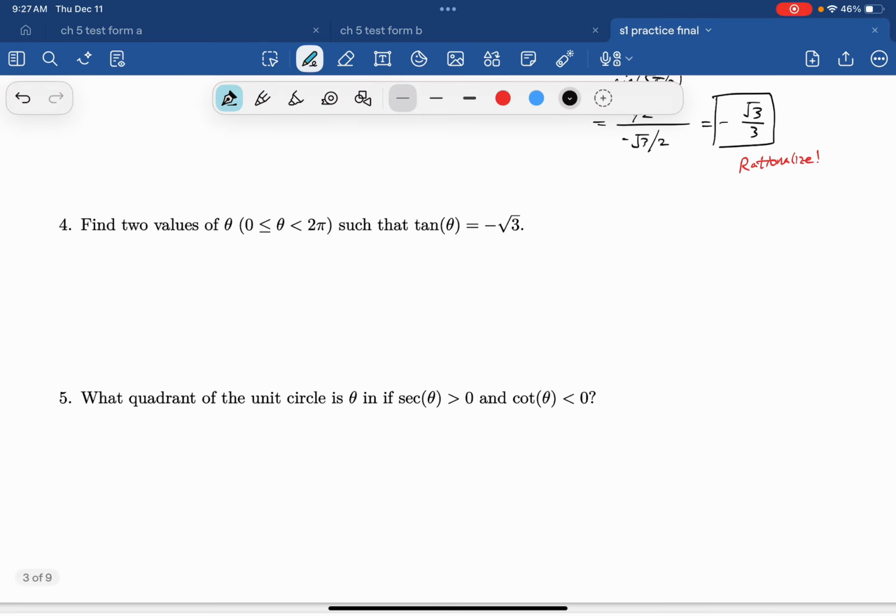All right, finding two values of theta such that tangent theta equals negative root 3. So we're just going to go to the unit circle. The trick that I like is I know tangent corresponds always to a slope. And so that's just going to ask me which 2 points on the unit circle give me a slope of negative root 3. I know negative root 3 is steeper than negative 1, so it must be these 2 points here. So that tells me I have that point and that point, and so theta equals either 2 pi over 3 or 5 pi over 3.